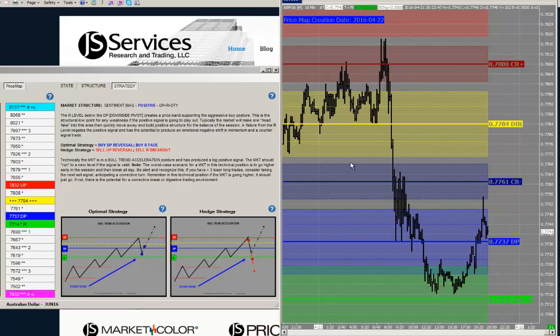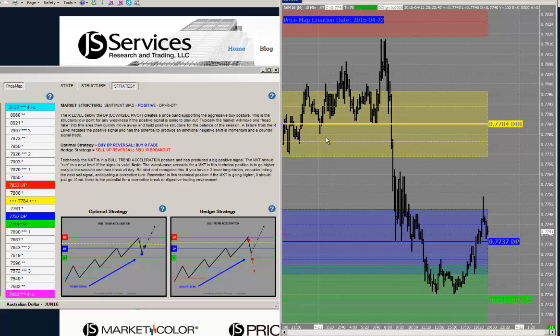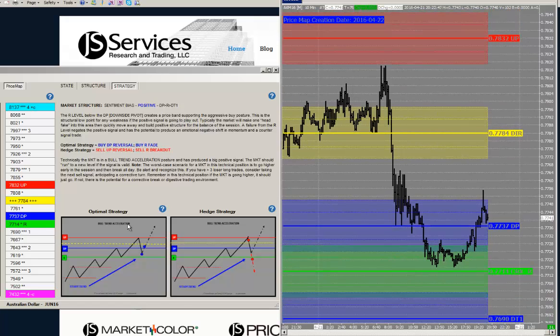So it's always watching price action within market structure in the context of the market state and the inherent strategy themes to give you clarity so you can anticipate the market's next move.